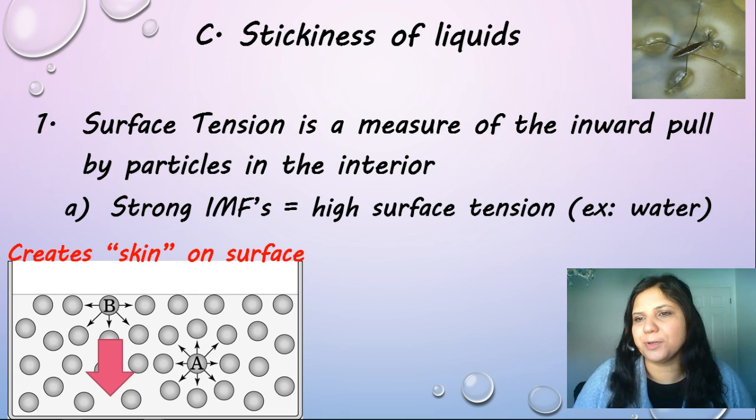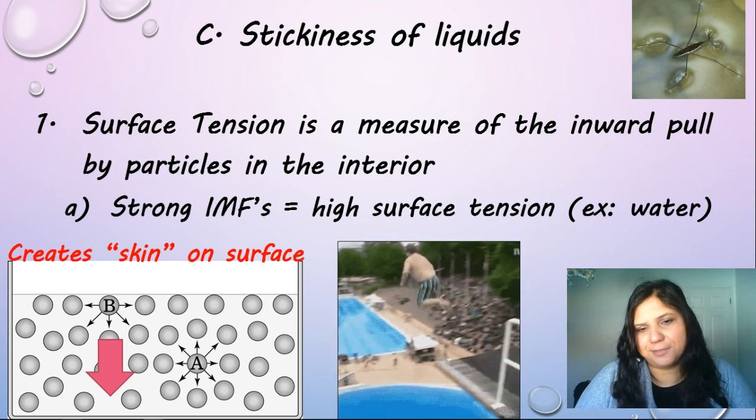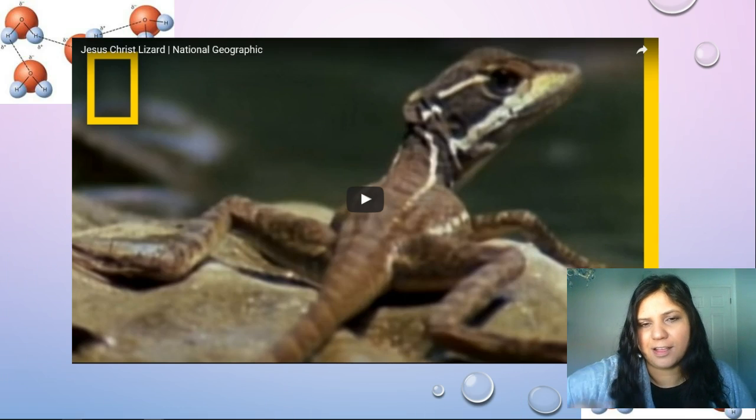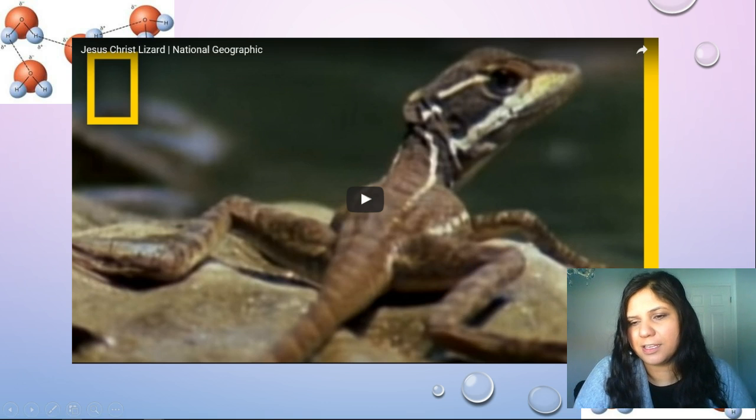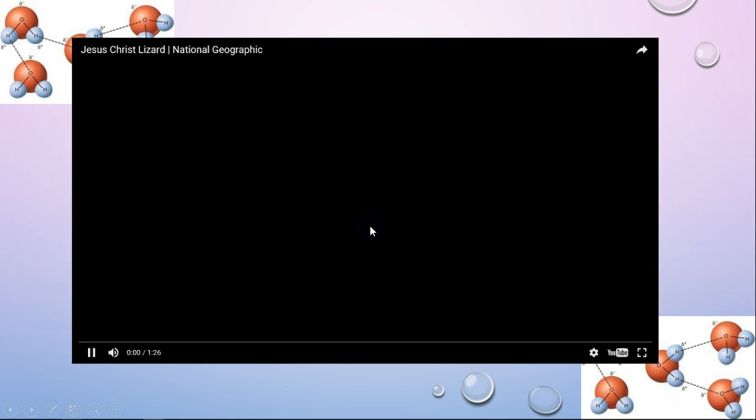The bug on the top corner of your screen is taking advantage of the surface tension of water. And see, he's floating on top of the water. If you've ever done a belly flop in a pool, you've also felt the surface tension of water. Another thing that uses surface tension to its advantage is what we call the Jesus Christ lizard. I'd like you to watch to see why we call him the Jesus Christ lizard.